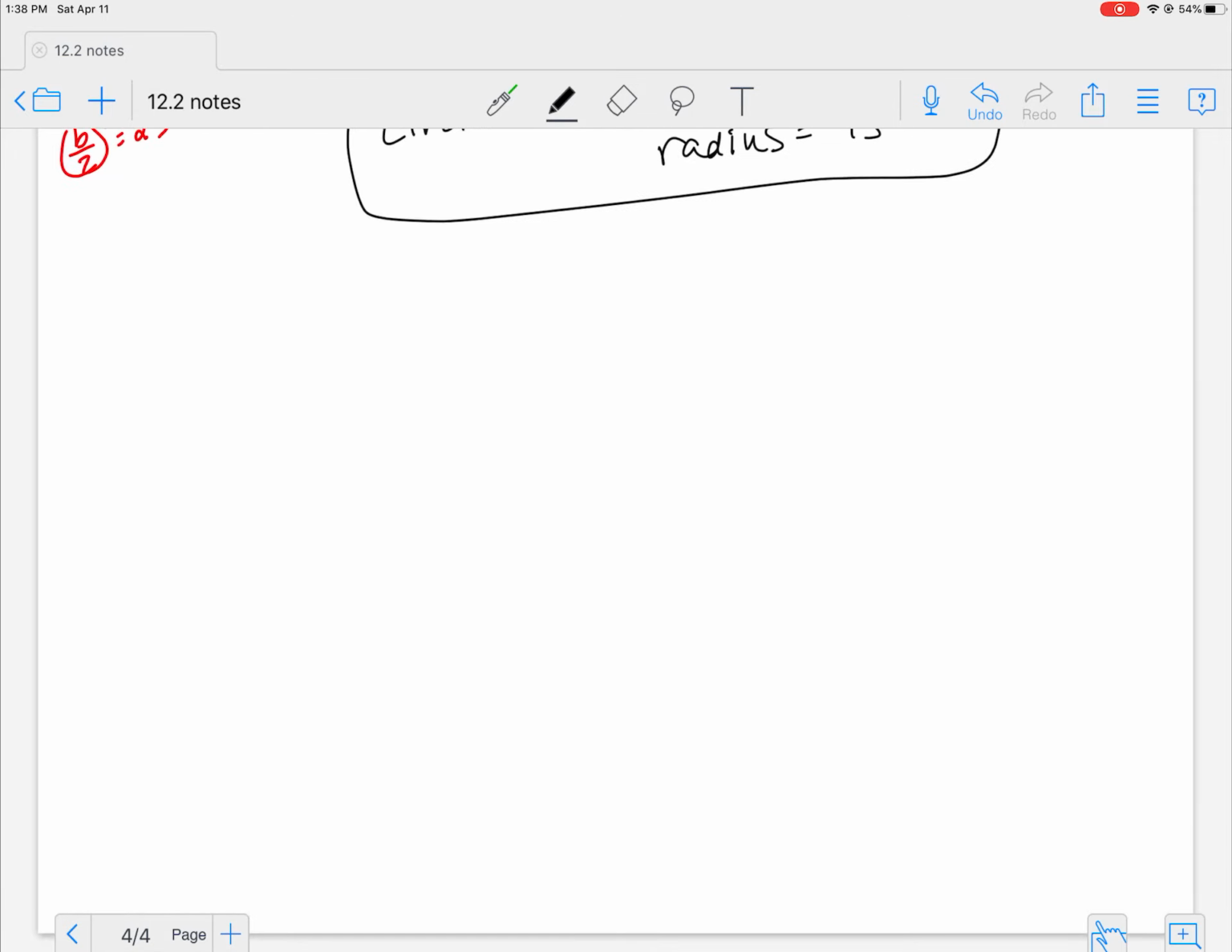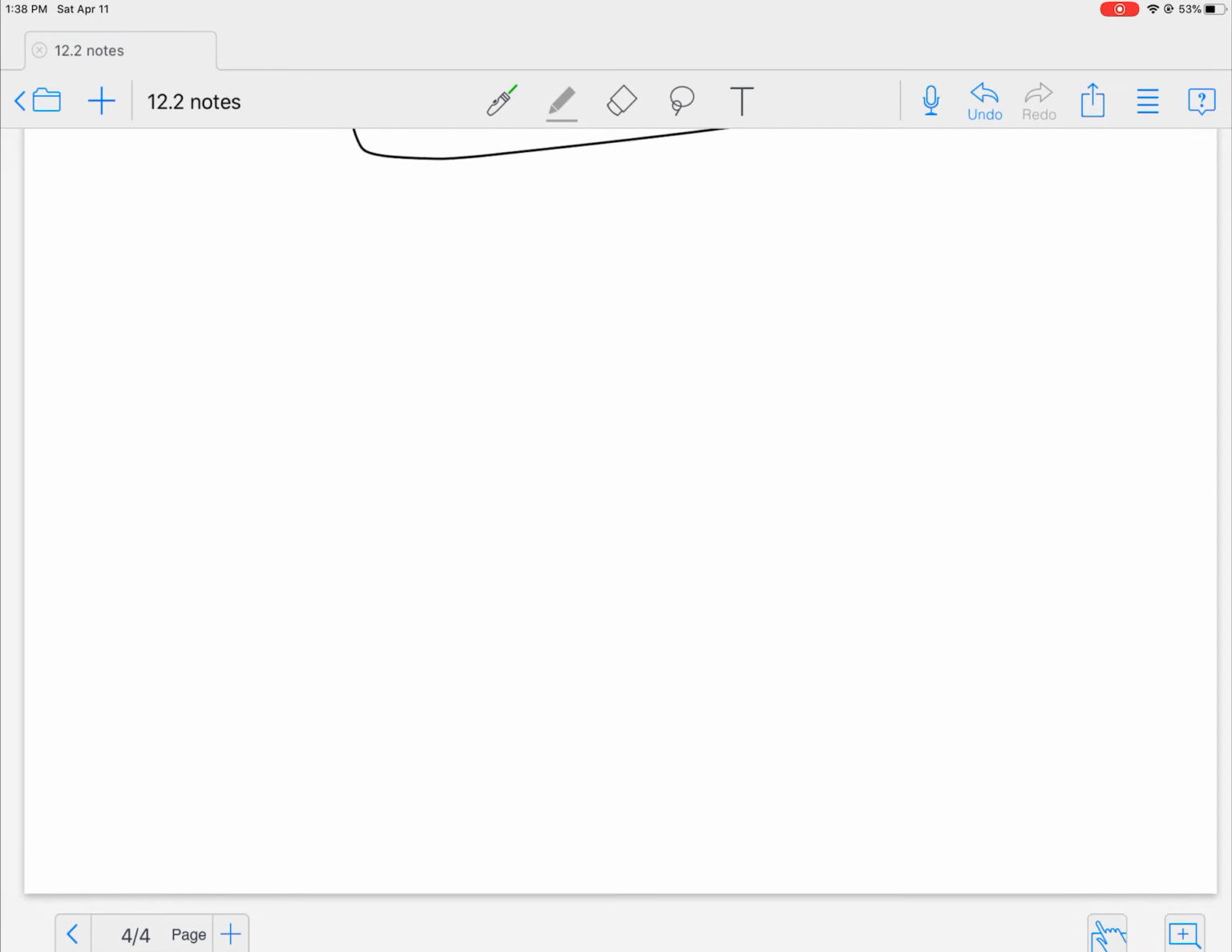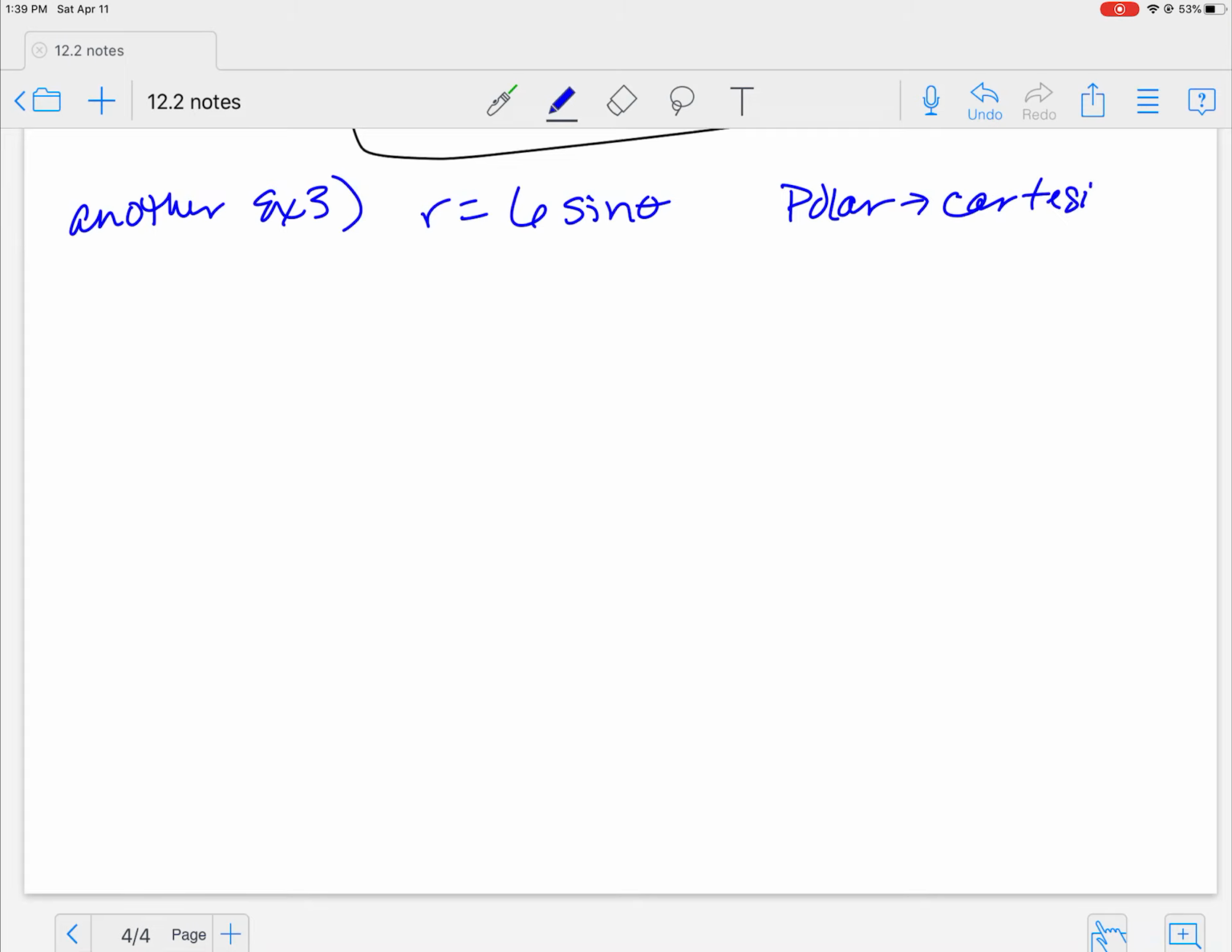Okay. Let's do one more like this real quick, just because I think you're practicing that completing the square, and it may have been a while since you've seen that. So here's another, example 3. r is equal to 6 sin θ. Again, we're going to go from polar to Cartesian and describe.